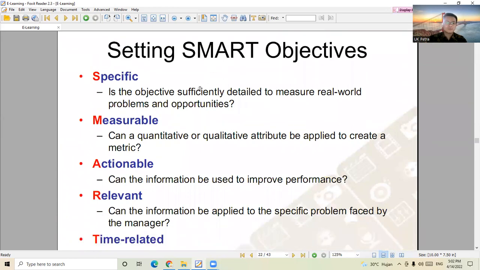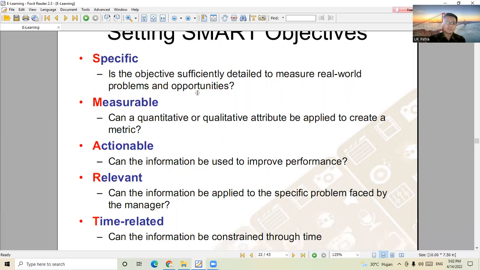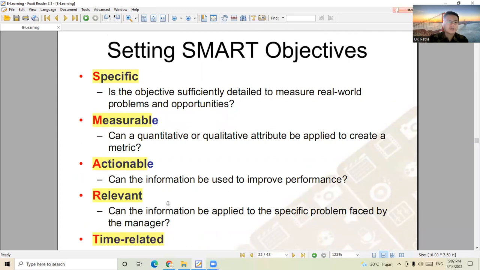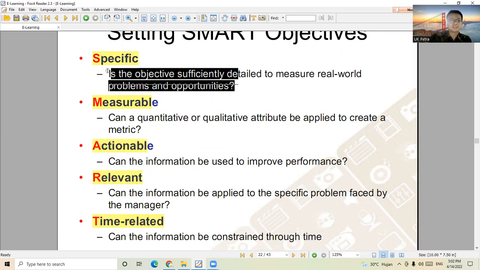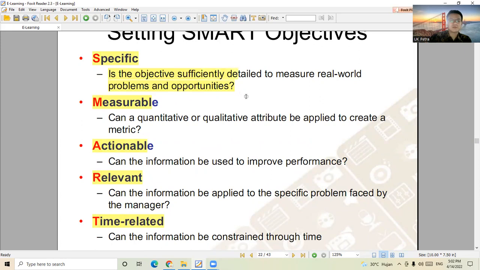There's another way to measure our strategy: we can use the SMART objectives. SMART is the abbreviation of specific, measurable, actionable, relevant, and time related. Specific is whether the objective is sufficiently detailed to measure real-world problems and opportunities. As the name suggests, we have to be very specific in our objectives. Not too general, the more specific, the better.